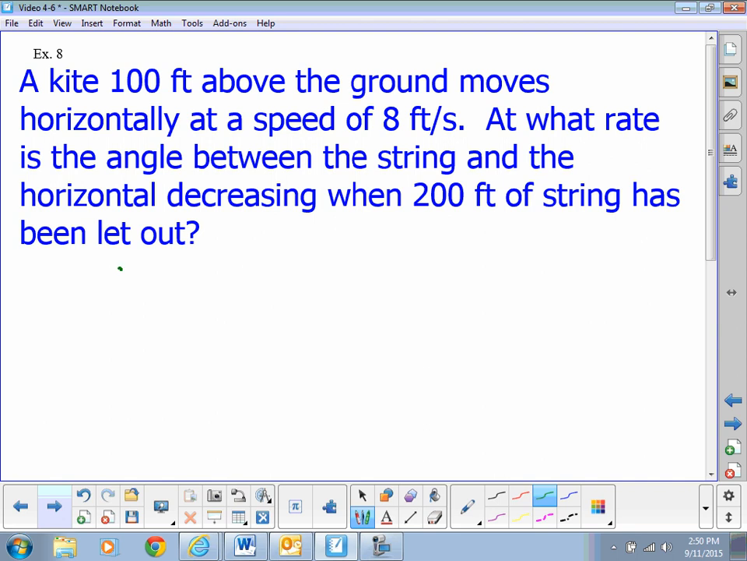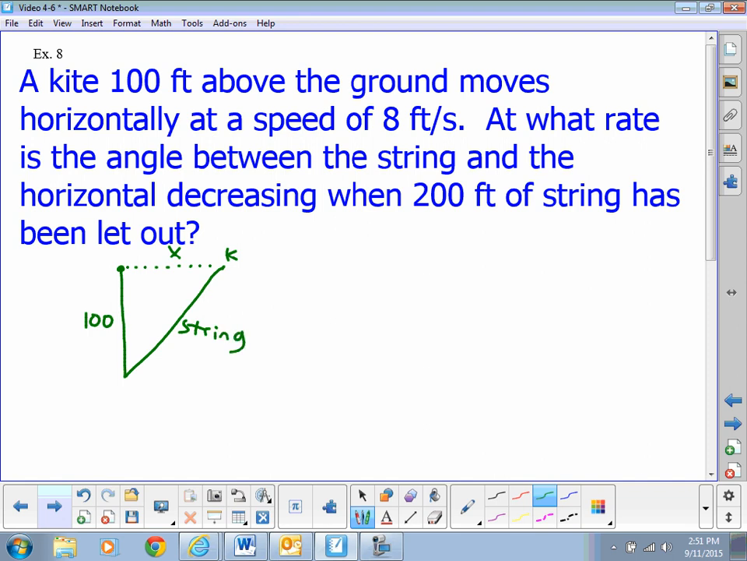So let's say this is our kite here. We know it is 100 feet off the ground. Now it's only traveling at a horizontal distance. So there's that horizontal distance. Let's call that x. And then this is our string of the kite as it travels at that horizontal distance. So like here's where our kite's ending up here. Here's our string.